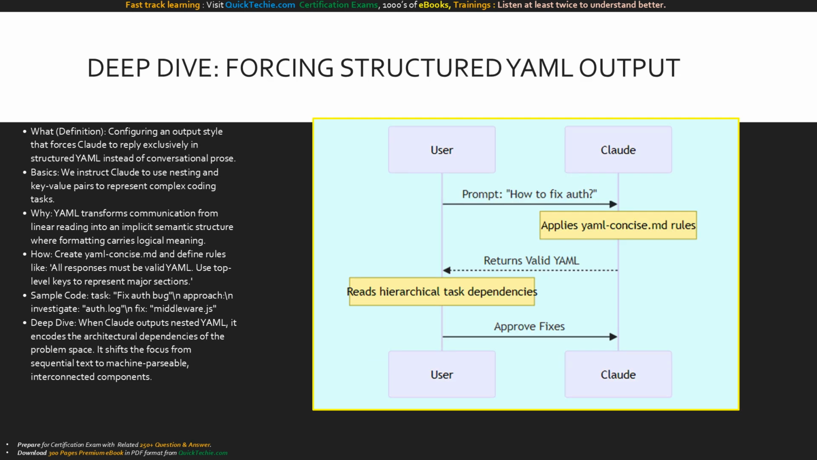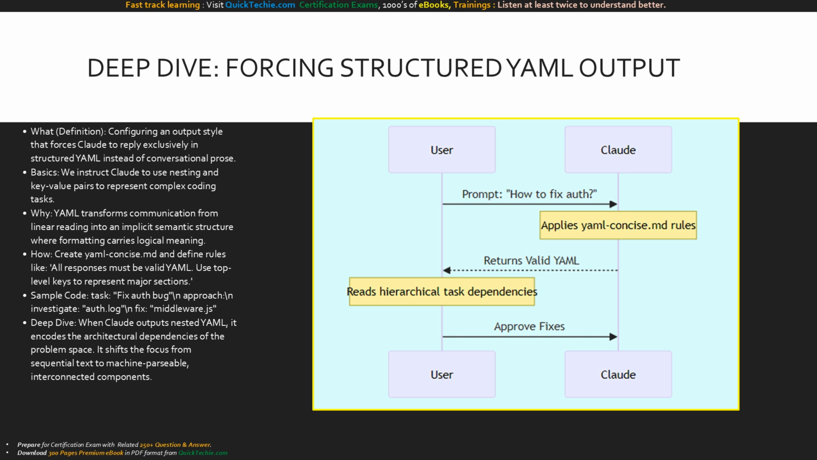Let's look at an incredibly powerful configuration: forcing structured YAML output. What is this? It's an output style that completely strips away Claude's conversational prose, forcing it to reply exclusively in valid YAML. The basics involve commanding Claude to use strict nesting and key value pairs. Why on earth would we do this? Because YAML transforms communication. Instead of reading paragraphs, the formatting itself carries logical meaning. How? We create a YAML-concise.md file and instruct Claude: no filler, no transitions, only valid YAML.